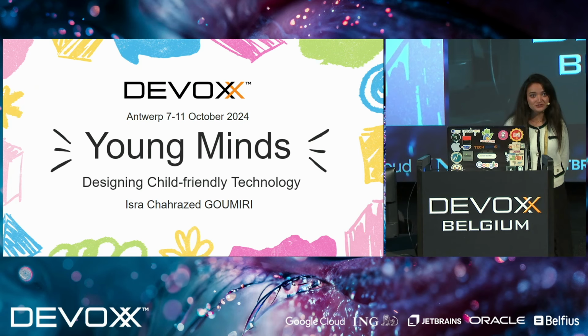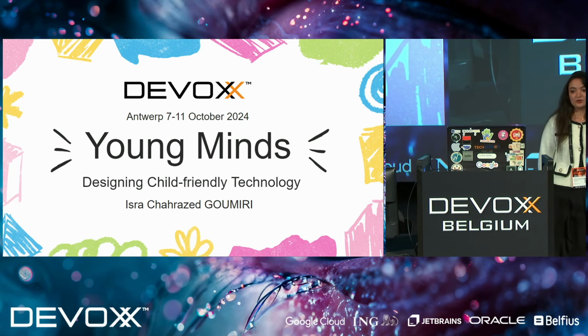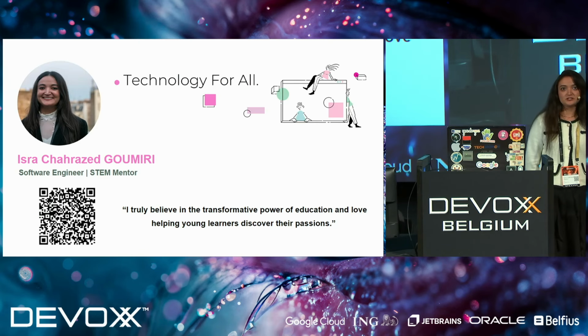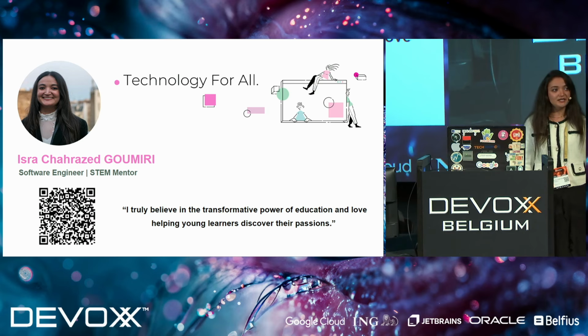So thank you so much for joining me today while I'm going to be talking about how to design child-friendly technologies. So my name is Isra Chahrazed Goumiri, and I'm a software engineer. I also do STEM mentoring, so STEM stands for science, technology, engineering, and maths. And I am from Algeria, and if you're wondering where is that, it is actually the largest country in Africa, and if you look at the map, you wouldn't miss it. But I usually answer, it's just right next to Morocco.